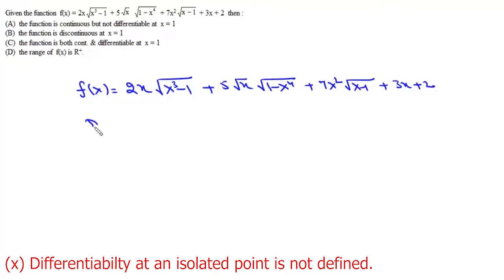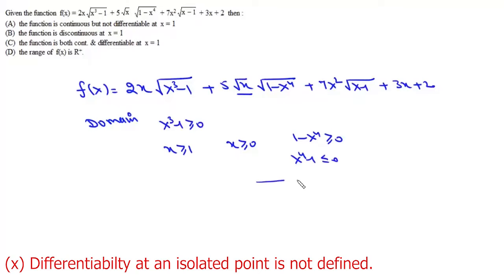Now first we'll find the domain of this function. Since we have a square root, x cube minus 1 should be greater than or equal to 0. That means x is greater than or equal to 1. Now for the next root we'll get x is greater than or equal to 0. Now for 1 minus x to the power 4, it should be greater than or equal to 0, or x to the power 4 minus 1 should be less than or equal to 0. We'll have minus 1 and plus 1, and the signs are plus, minus and plus, so we'll get x should lie between minus 1 and plus 1. Here x is greater than or equal to 1.